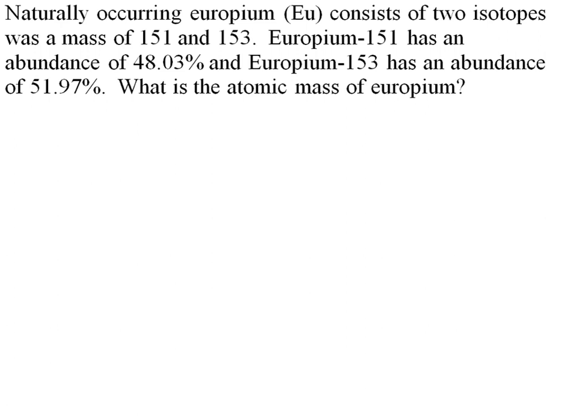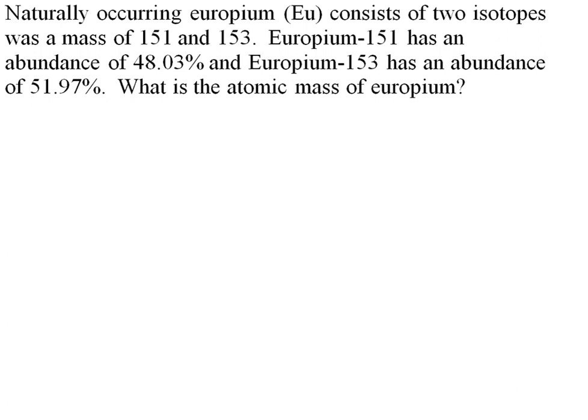All right, these are some examples on calculating average atomic mass. Naturally occurring europium consists of two isotopes, with masses of 151 AMUs and 153 AMUs. Those are the two naturally occurring isotopes. Europium-151 has an abundance of 48.03%, and europium-153 has an abundance of 51.97%. What is the average atomic mass of europium?